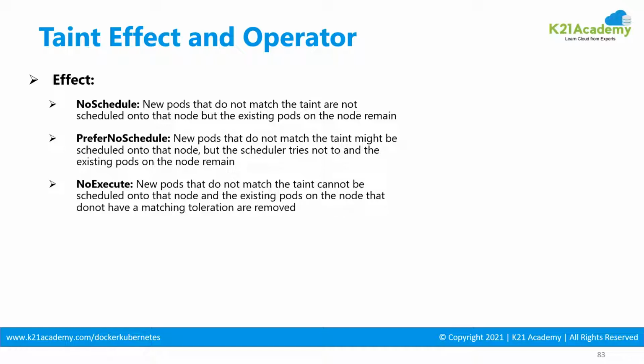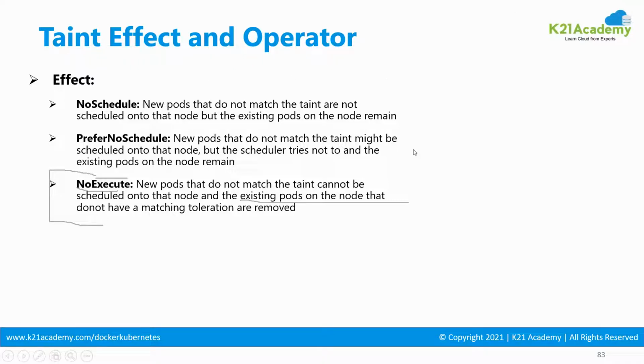New pods that do not match the taint cannot be scheduled on that node, and the existing pods on that node that do not have a matching toleration are removed. So this is used for the eviction policy. If you want to evict pods from specific worker nodes, you can use the effect called NoExecute on the tainted worker nodes. So no pods will get scheduled there, and the existing pods will get removed also. That is what NoExecute means. We'll do this exercise now.